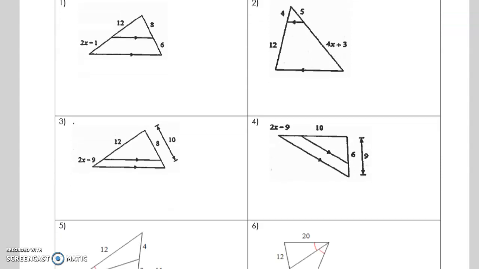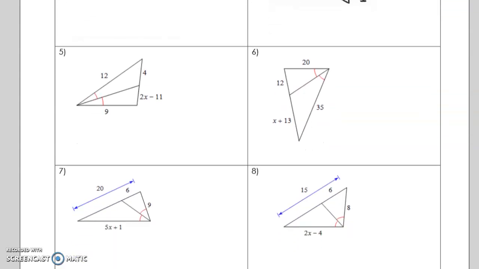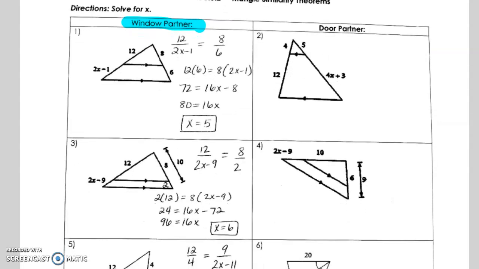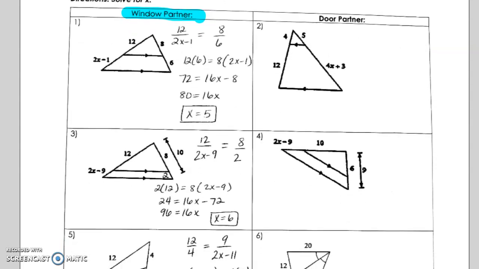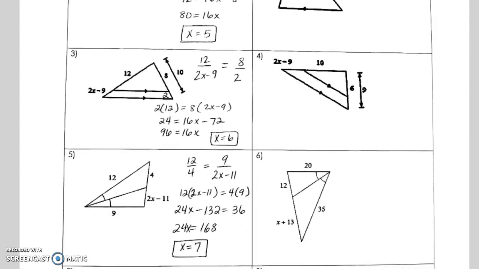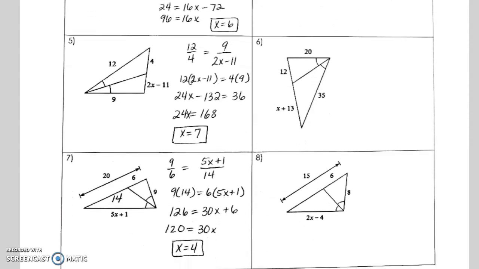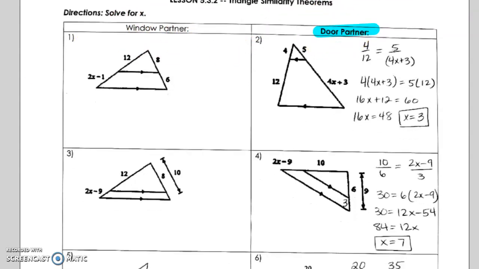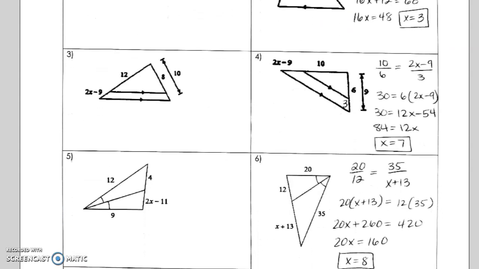So I'm just going to kind of scroll through this real quickly. As I said, I will post a blank version as well as a document in case you have the luxury of printing this up. Here is the work for one side. Again, had we done this in class, someone would have been partner A, someone would have been partner B. You would have walked each other through the problems, help each other out.